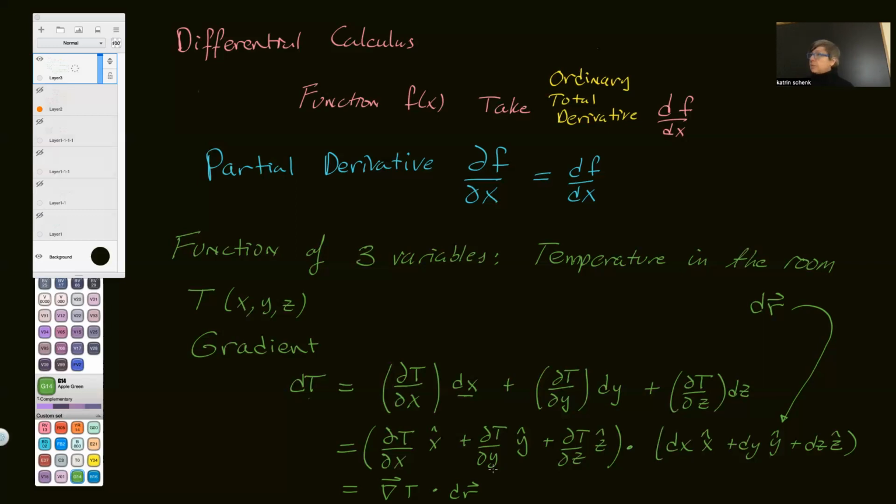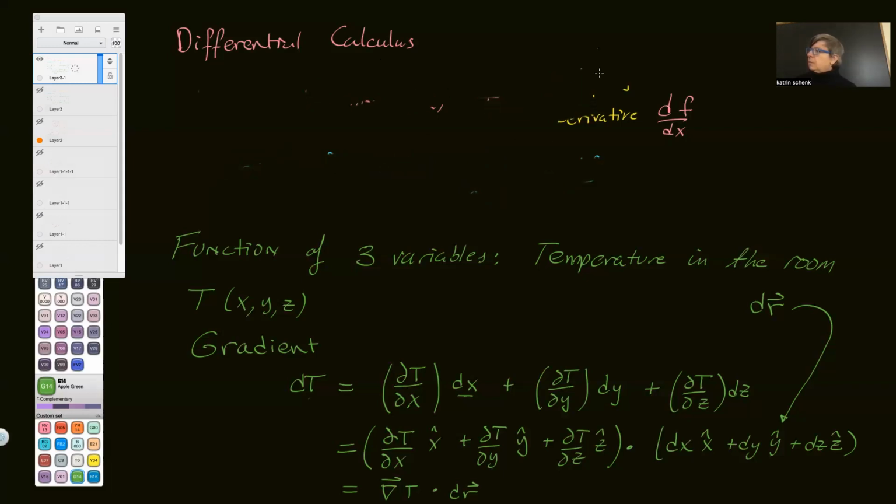Yeah, let's take a look at why that's the case. I'm just going to copy this layer, get rid of the stuff up here, and move up a little bit to do more work. So we have a dot product here for dt. dt is this dot product, the gradient of t dot dr. And notice that dt is a scalar, not a vector, just because we have a dot product.